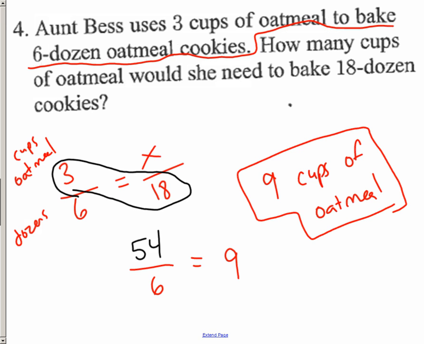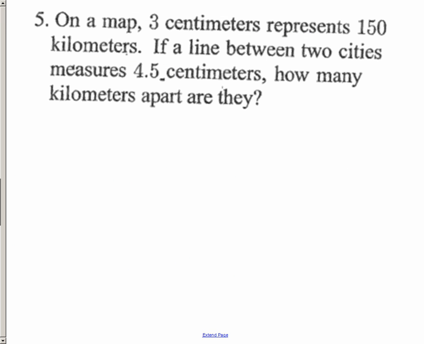awful oatmeal cookies. On the map, 3 centimeters represents 150 kilometers. If a line between two cities on that map measures 4.5 centimeters, we want to know how many kilometers apart are they. So let's go and set this up.